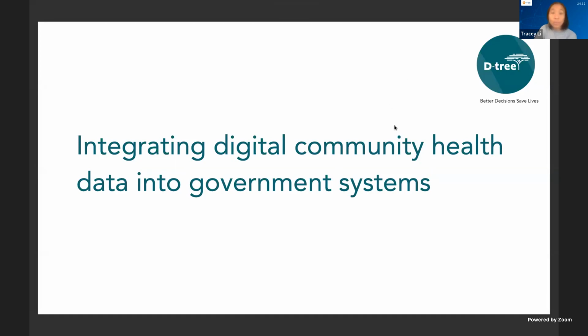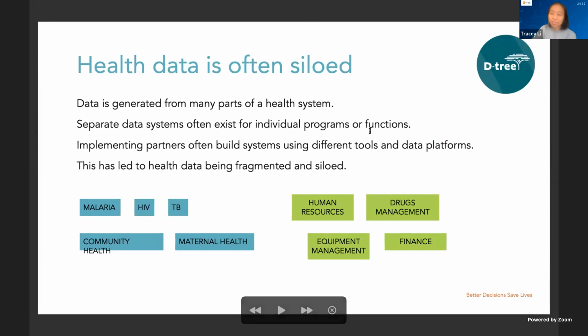So just to begin with, maybe I'll say a few words about why we are even talking about integration. This panel presentation was about why it's important to enable government stakeholders to access data from programs such as digital community health programs, and for that data to be integrated into a central system. And the reason that we are discussing this topic is because what often happens is that health data in many health systems, in many countries around the world, is siloed into separate silos.